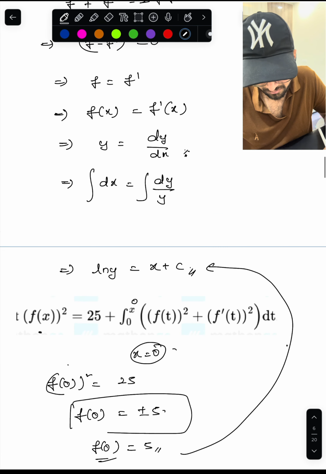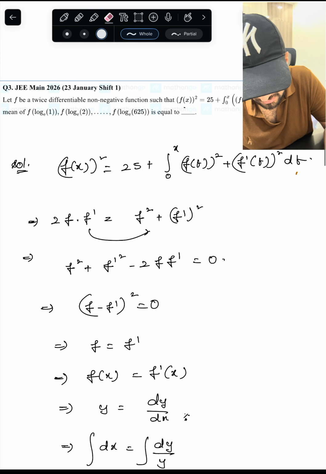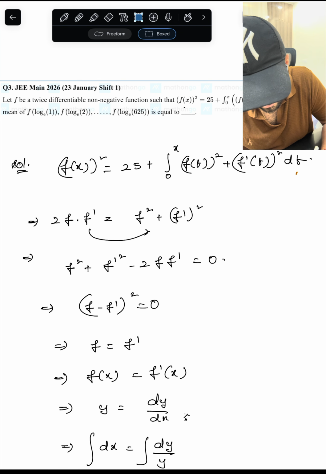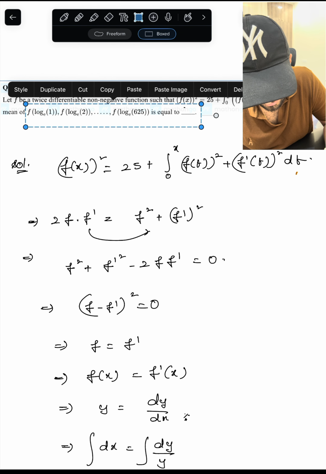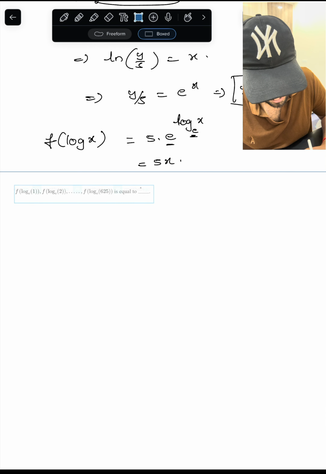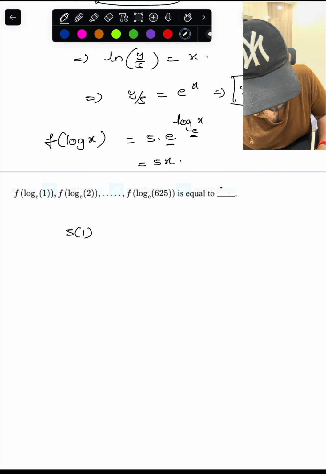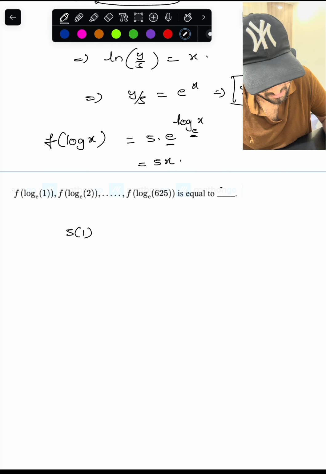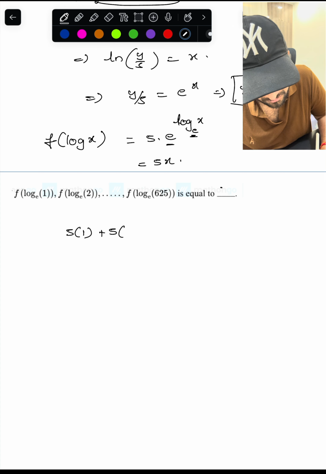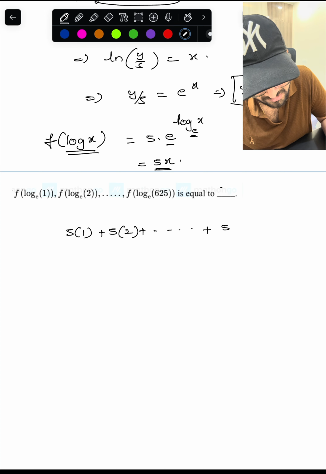So now, just by writing the terms, what are the terms they have given? f of log 1, that means 5 into 1. We need to calculate the mean, right? Directly we can calculate the mean: 5 into 1, 5 into 2, plus and so on, because f of log x is 5x, and so on, plus 5 times 625.